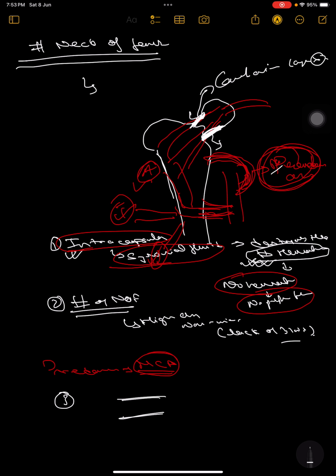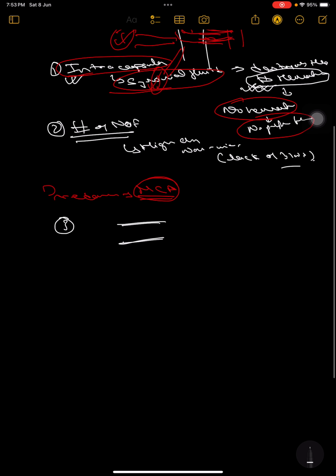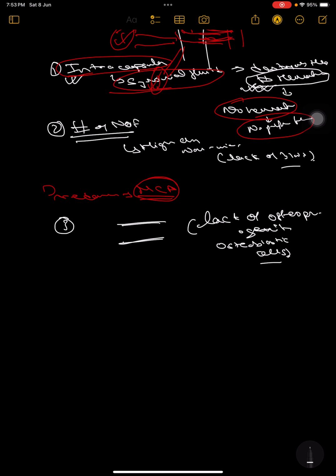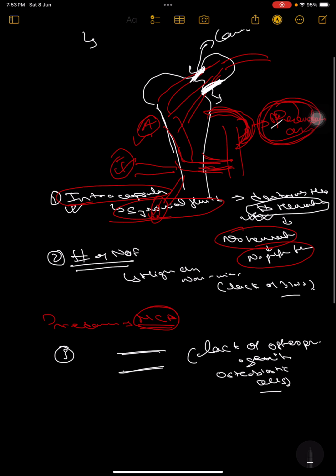So what does that mean? That means at this particular area there is a lack of osteoblastic cells. Osteoblastic cells are lacking at this area, because of which these osteoblasts can't work. So we are much more concerned about this for fracture of the neck of the femur.